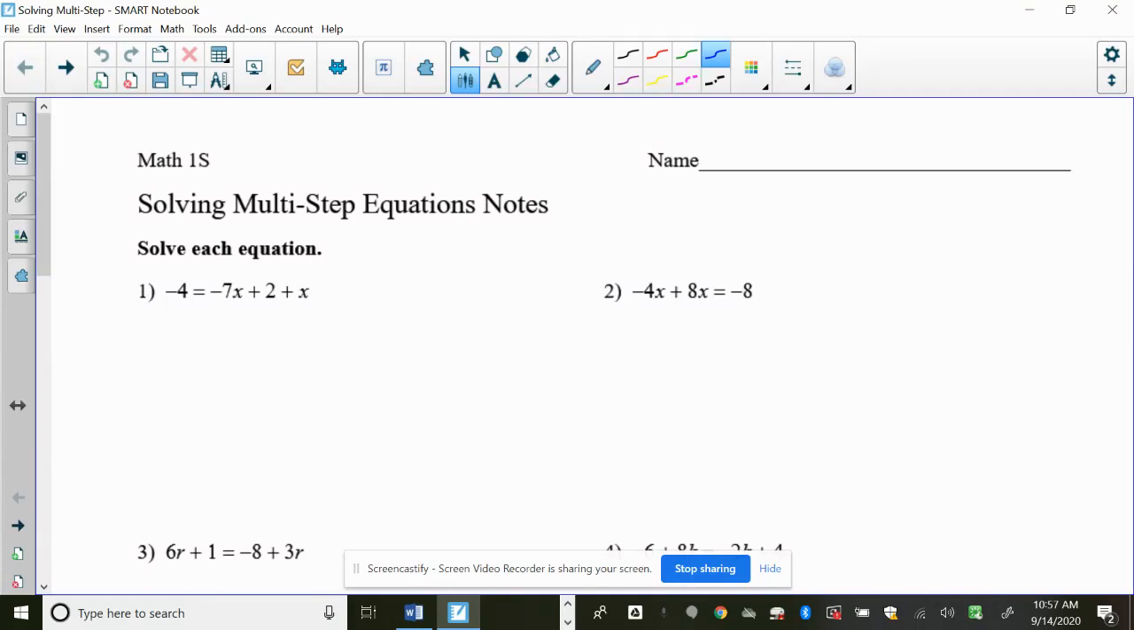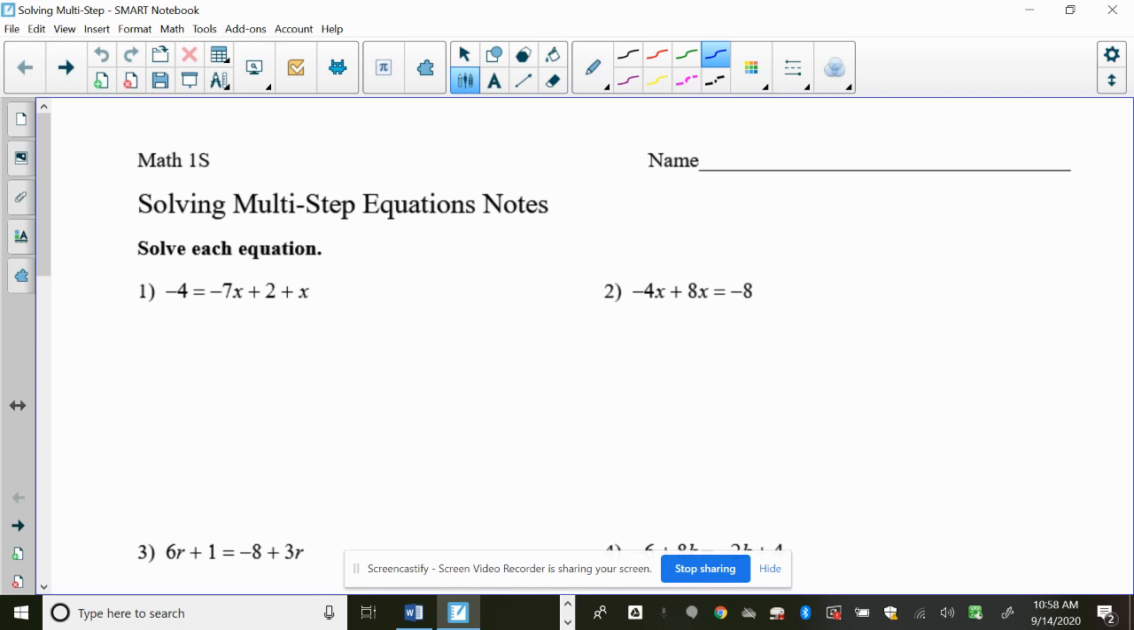All right, today we're going to be working on solving multi-step equations. Yesterday in class, we went over solving single-step equations as well as two-step equations, and we reviewed that at the beginning of class today. Now we're going to be getting into problems where we have to combine like terms or distribute across parentheses and combine like terms with solving. So we'll kick it off with these examples at the top.